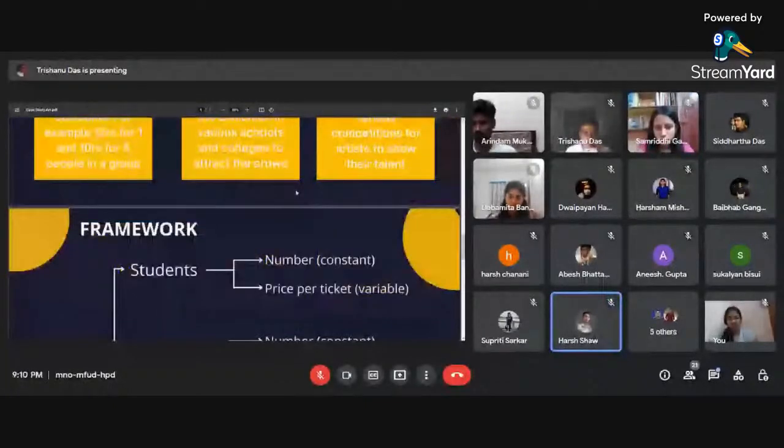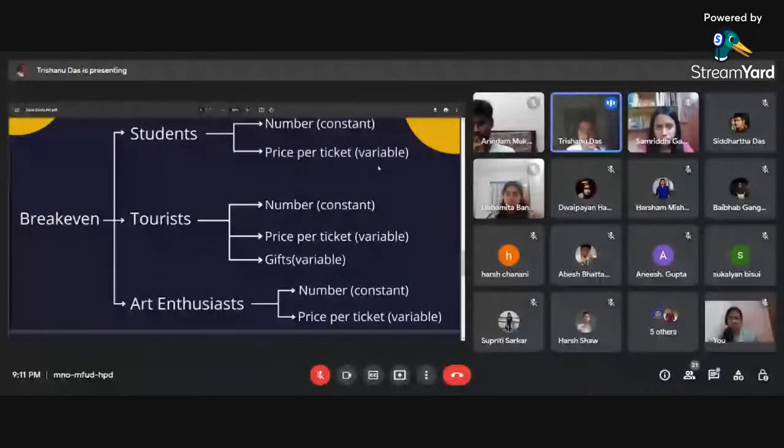So to achieve the break even, we have to balance the revenue among students, tourists, and art enthusiasts. From the students' side, we decided to keep the total number of students constant and the price per ticket variable. Same with the tourists: the number of tourists is constant and the price per ticket is variable, and the gift price is also variable. For the art enthusiasts, as mentioned in the question, the number has to be 50,000 each year. So we have made it constant and the price per ticket variable.